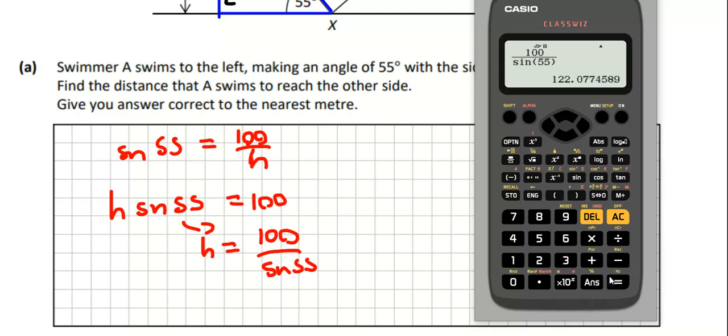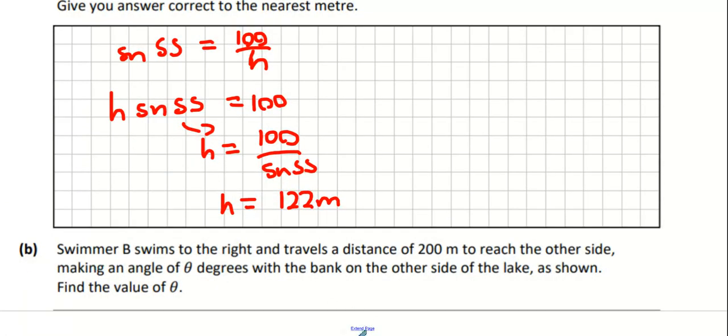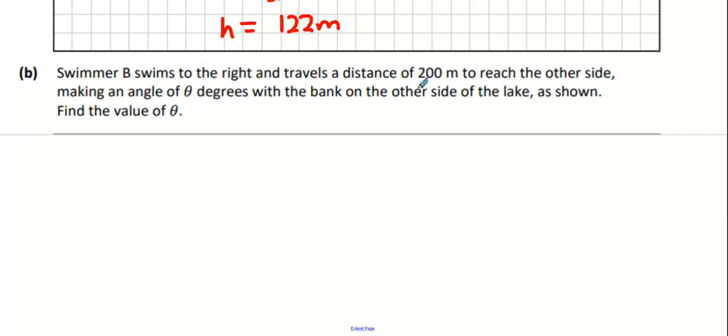And lo and behold, you get 122. So 122 meters. Okay, the next question is we're going to do swimmer B. Swimmer B travels a distance of 200 meters to reach your side, making an angle of theta degrees with the plank on your side as shown. Find the value of theta. This is an angle question, okay?